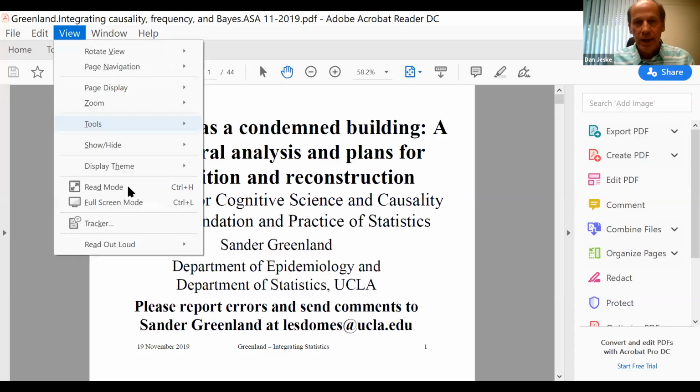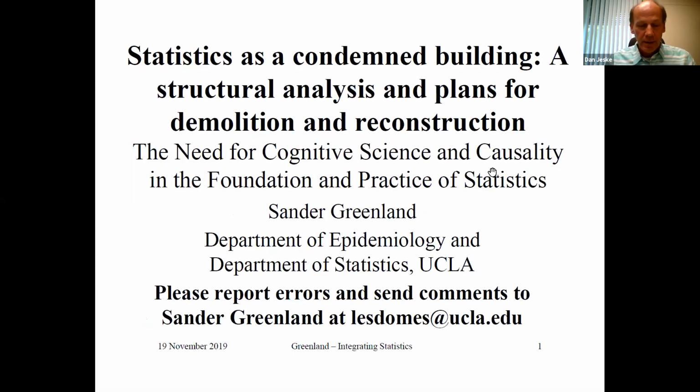It's my great pleasure to introduce Sander Greenland as our second speaker. Sander is an emeritus professor of epidemiology and statistics at UCLA. He's a fellow of the American Statistical Association and the Royal Statistical Society, and a leading contributor to epidemiologic methodology, with a focus on delineating and preventing the misuse of statistical methods in observational studies.